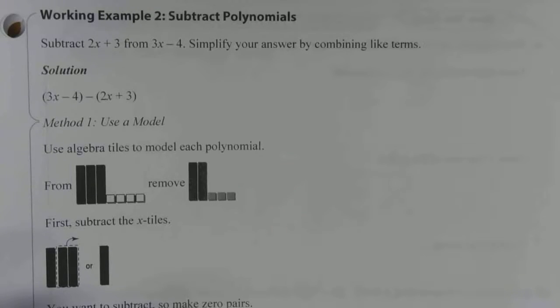Example number 2 is subtracting polynomials. This gets a little bit more complicated, although not a ton. Subtract 2x plus 3 from 3x minus 4. Simplify your answer by combining like terms.